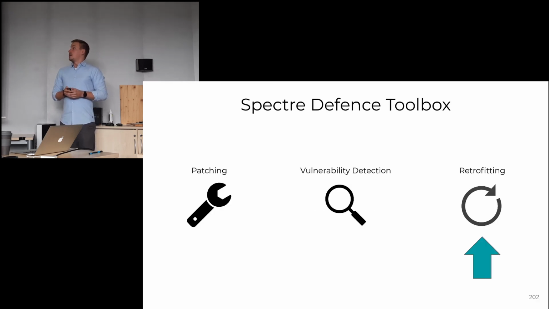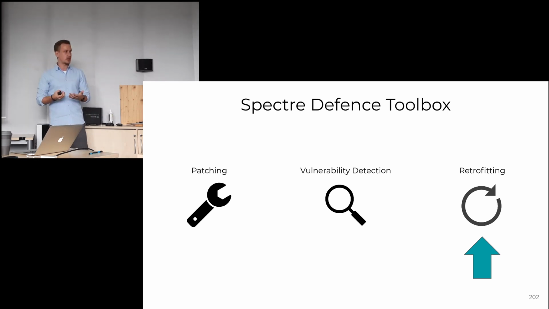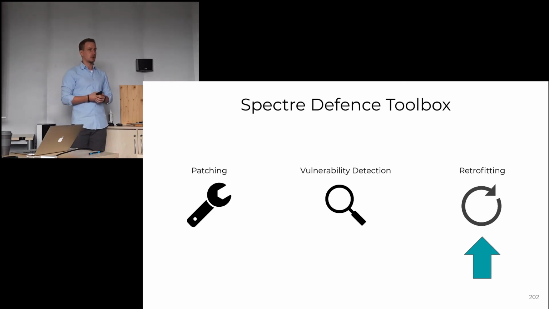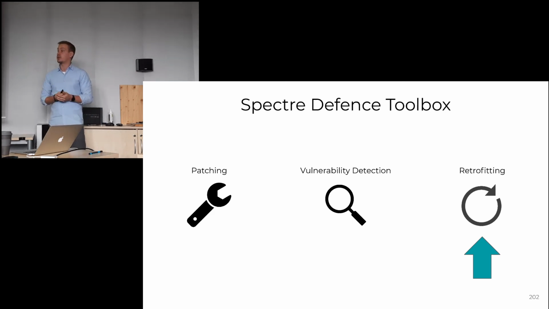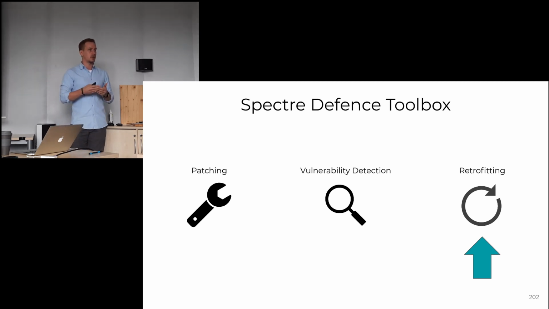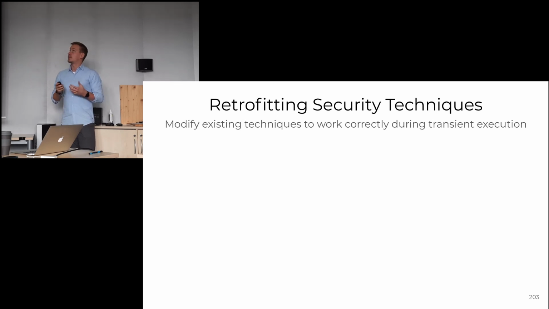Now, the final type of defenses against Spectre would be to take existing conventional safety techniques, for example, a memory safety technique or a control flow integrity technique, and upgrade them in such a way that they work correctly also on these speculative paths or transient paths. So here the idea would be to retrofit these techniques.